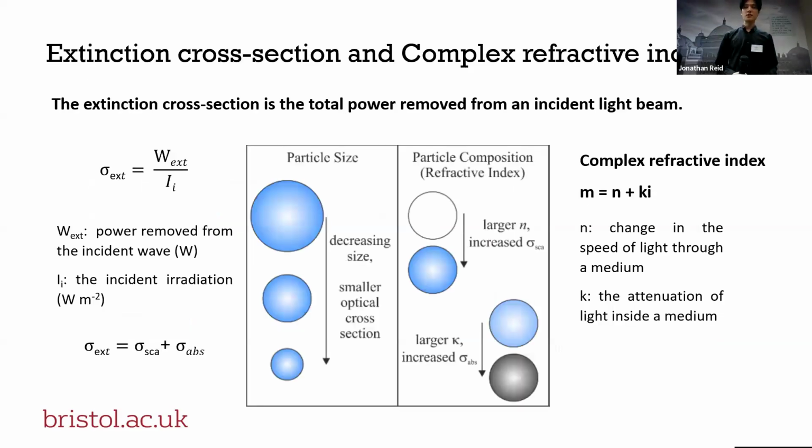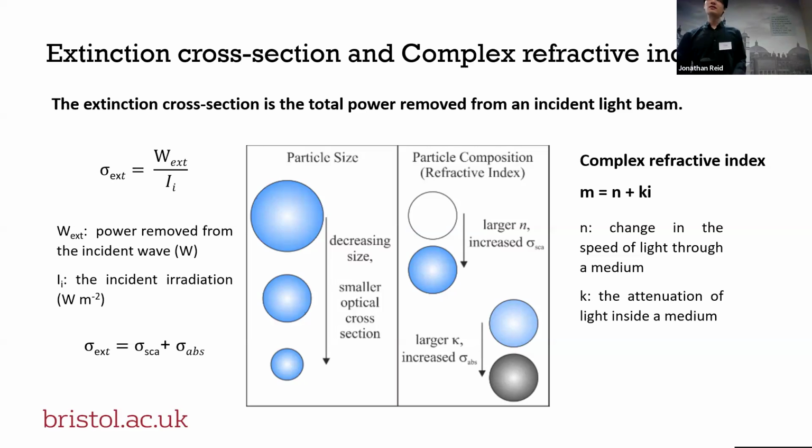About extinction cross-section: the extinction cross-section quantifies the total power removed from an incident light beam, and it's a sum of the scattering cross-section and the absorption cross-section. The key quantities influencing the optical properties of a droplet are the particle size, phase, shape, and refractive index.